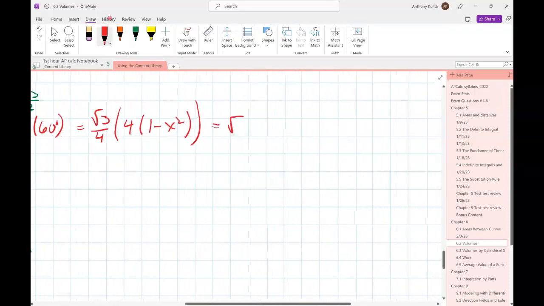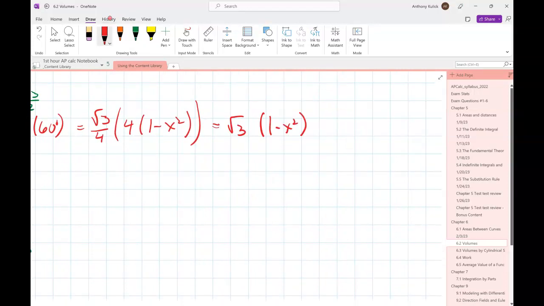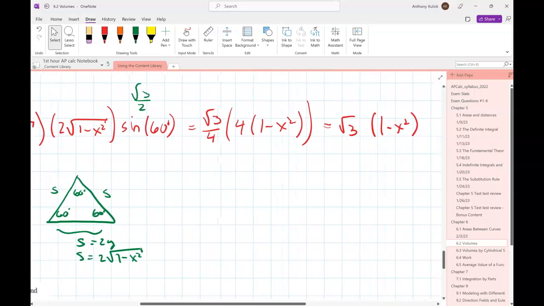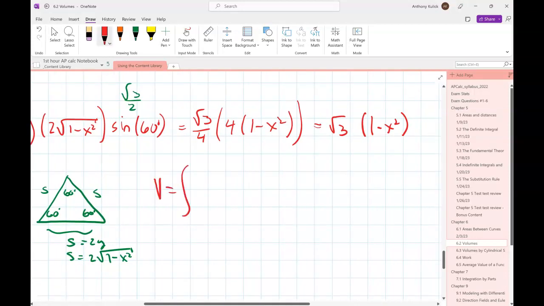And that just simplifies now to... so let's calculate our volume then. So that's the integral from -1 to 1 of the area of our cross section dx.